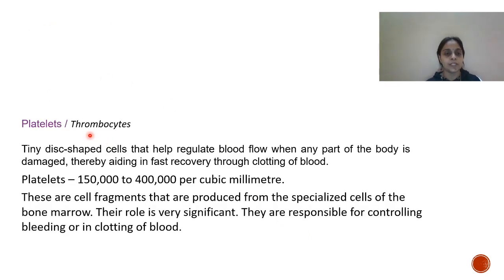Coming to platelets, also called thrombocytes. These are tiny disc-shaped cells which regulate the blood flow when any part of the body is damaged, thereby aiding in fast recovery through clotting of blood. The count ranges from around 1 lakh 50,000 to 4 lakh per cubic millimeter. These are cell fragments produced from specialized cells of the bone marrow. Their role is very significant. They are responsible for controlling bleeding, that is, the clotting of blood.